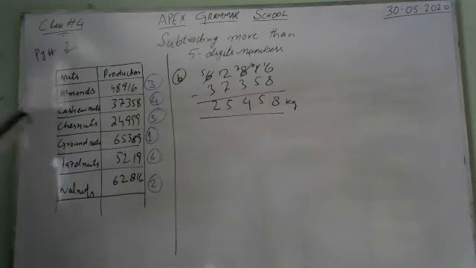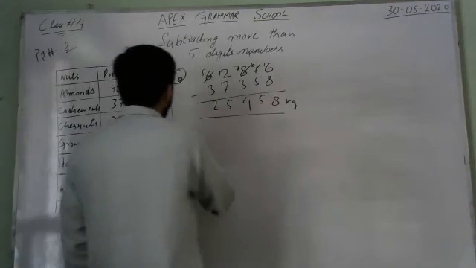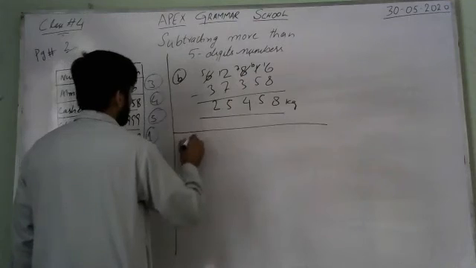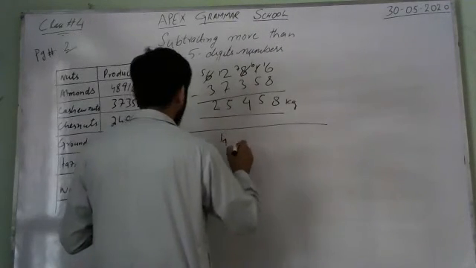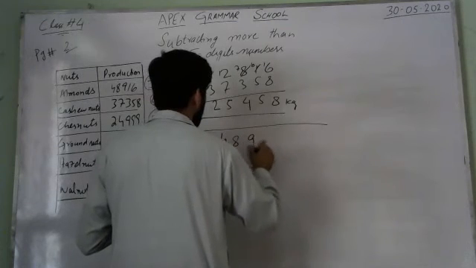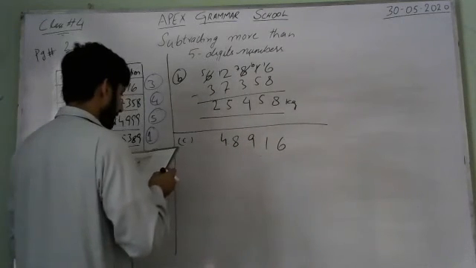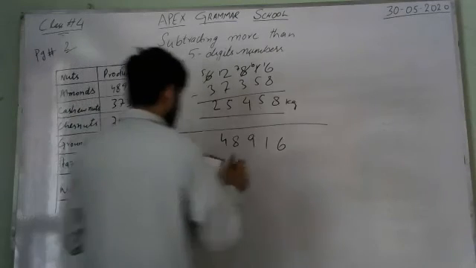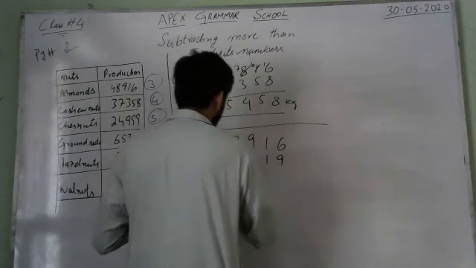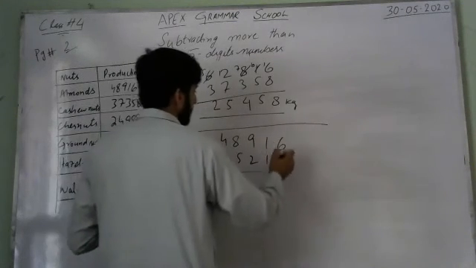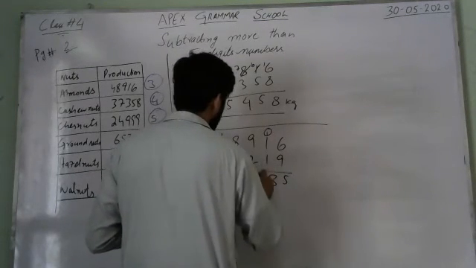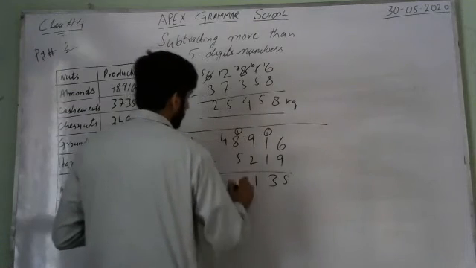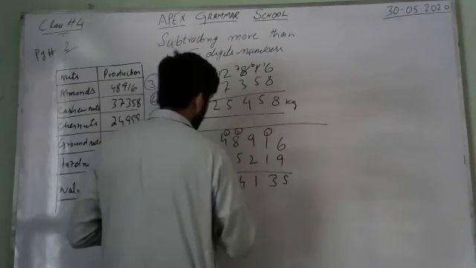C part is how many almonds and hazelnuts were produced altogether. Because of altogether, we have to add both values. Almonds are 4, 8, 9, 1, 6. Hazelnuts are 5, 2, 1, 9. 6 plus 9, 15. 1 carry, 3. 9 plus 2, 11, and so on. And last is 5.